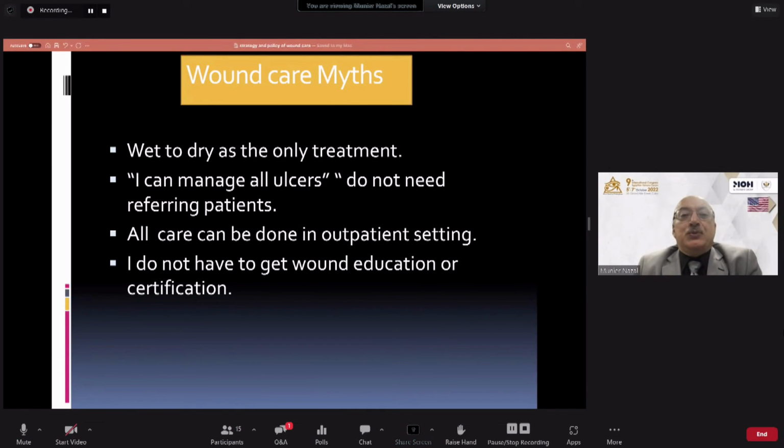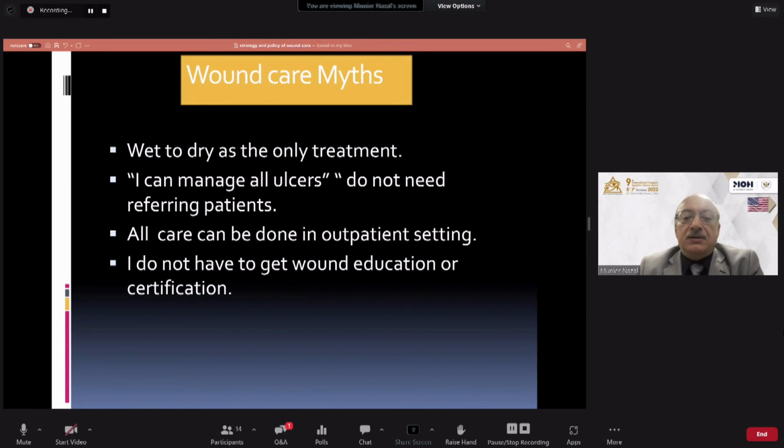There are myths that we all follow, and they are not true. First of all, wet to dry is a good treatment. Wet to dry is only there to serve the treating physician who doesn't know. Wet to dry has almost zero role nowadays in the treatment of those patients. The second myth, I can manage all ulcers. Nobody can manage all ulcers. You have to refer to a specialist at one stage. And no physician specialist in wound therapy can treat everything, even if they are certified.